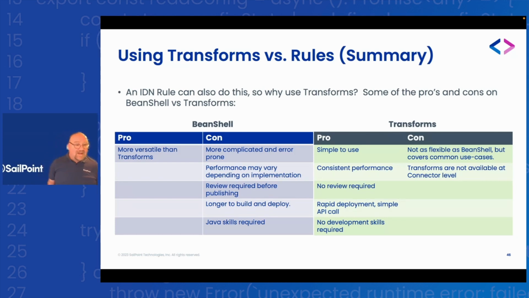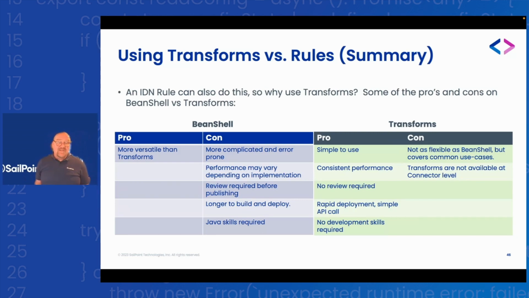The other thing about BeanShell that we need to bear in mind is the performance may vary depending on how you've built it. If you're not so sure about the APIs and you do something inadvertently, you may be affecting performance. So there's an area of expertise which is needed there as well. If you're not sure, reach out to Compass and ask, and make sure that you get a good answer coming back. Of course, another con on BeanShell is that you need the rule reviews, which means it takes longer to deploy.